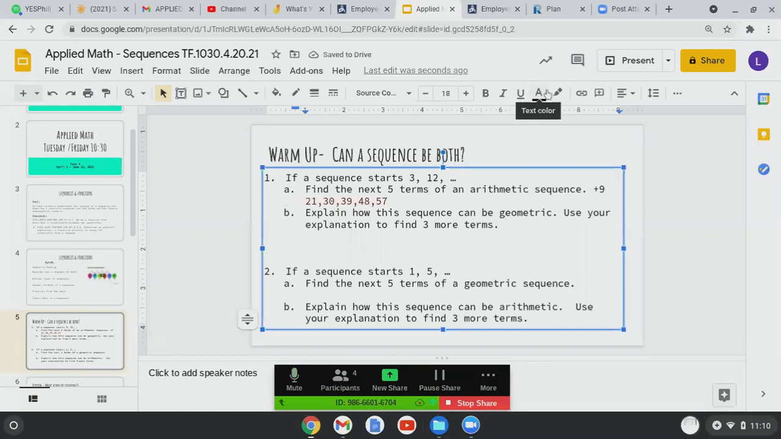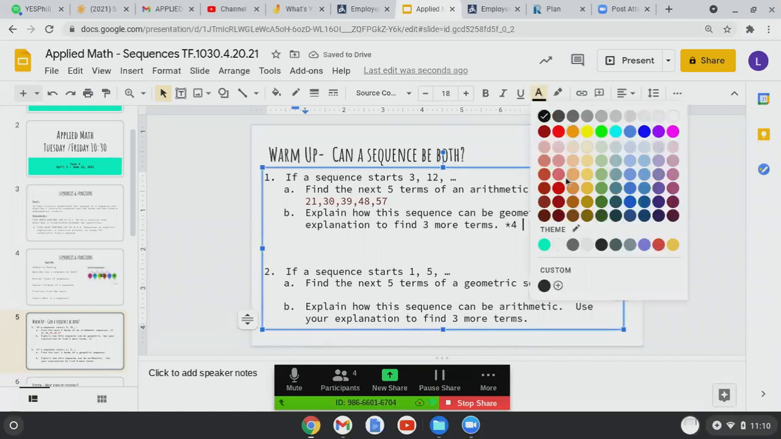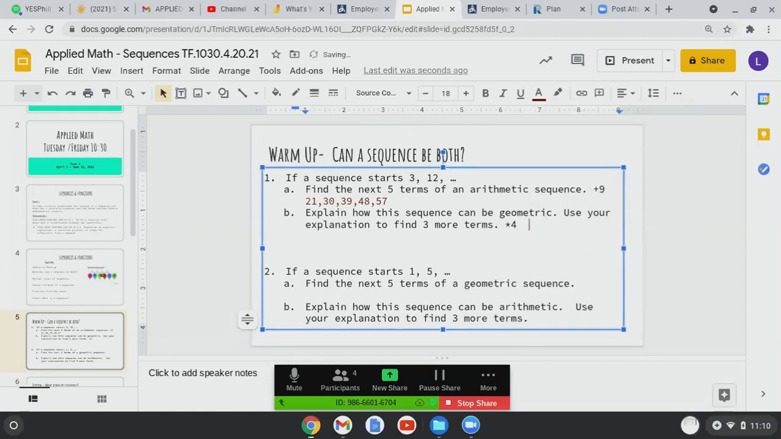And then, what's your next 3? 48, 192, and 768. Yep. All right. So anybody who didn't get that, yep, that's what it would have been.